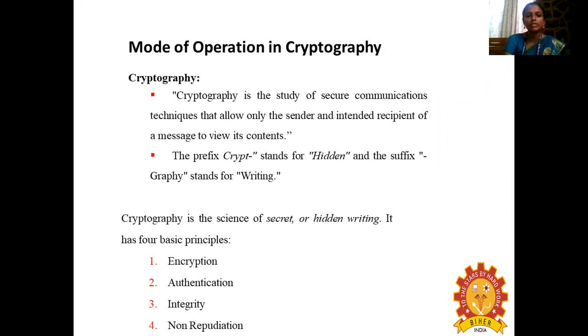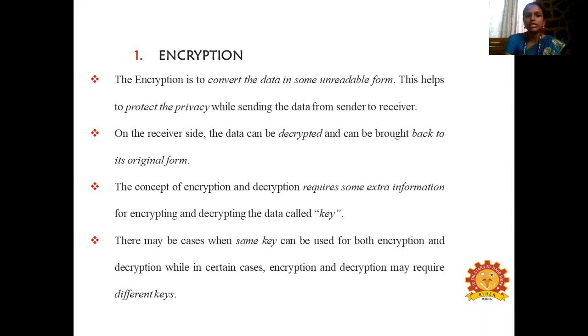It has four basic principles: encryption, authentication, integrity, and non-repudiation. First, we will see encryption. Encryption is to convert the data into some unreadable form. This helps to protect the privacy while sending the data from sender to receiver. On the other side, data can be decrypted and brought back to its original form. The concept of encryption and decryption requires some extra information for encrypting and decrypting the data, called a key.